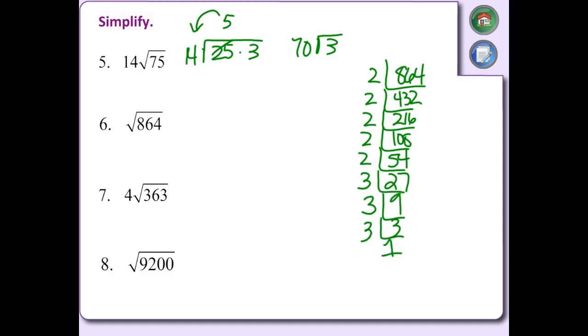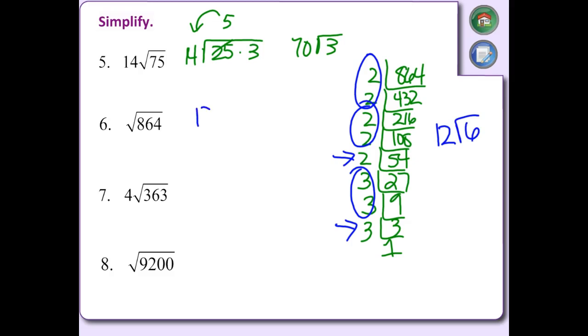Now, remember when we did these before, since I'm doing square roots, I'm looking for pairs of numbers. I got 2 2s there. I got 2 2s there. That guy doesn't have a partner. I got 2 3s, and that doesn't have a partner. So we're going to multiply the pairs. 2 times 2 is 4, times 3 is 12, and then the guys that were left over get multiplied together and go in the house. All right, so final answer on this one then is 12 root 6.